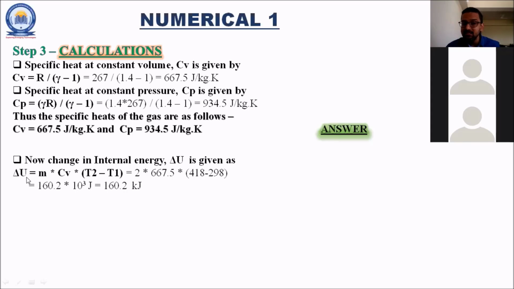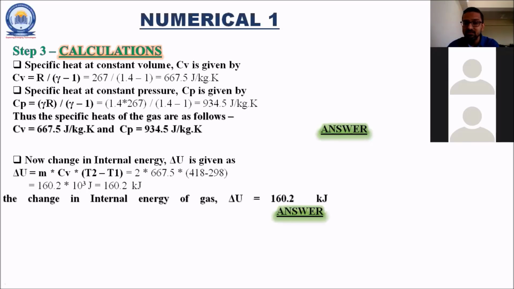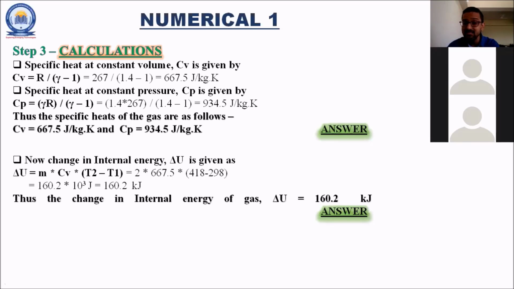And the unit of internal energy, it is a type of energy, that is joule. So 10 raised to power 3, I can convert it to kilojoule. So now my final answer will be the change in internal energy for the gas, that is delta U is equal to 160.2 kilojoule. That is my final answer. If you are writing in joule also, then also no problem, you will be getting the full marks. But this is the standard procedure of presenting the answer. If it is possible to convert that answer into another unit, then you need to convert that answer.